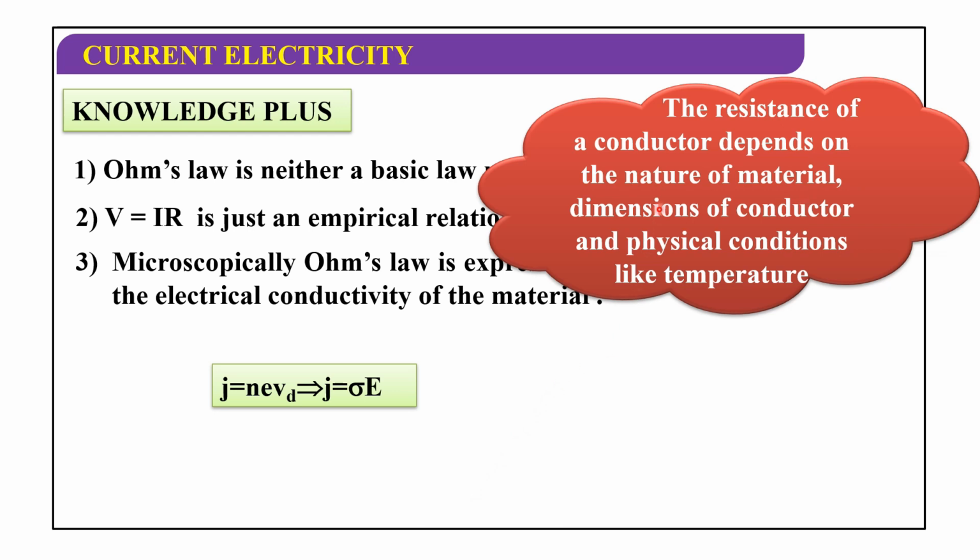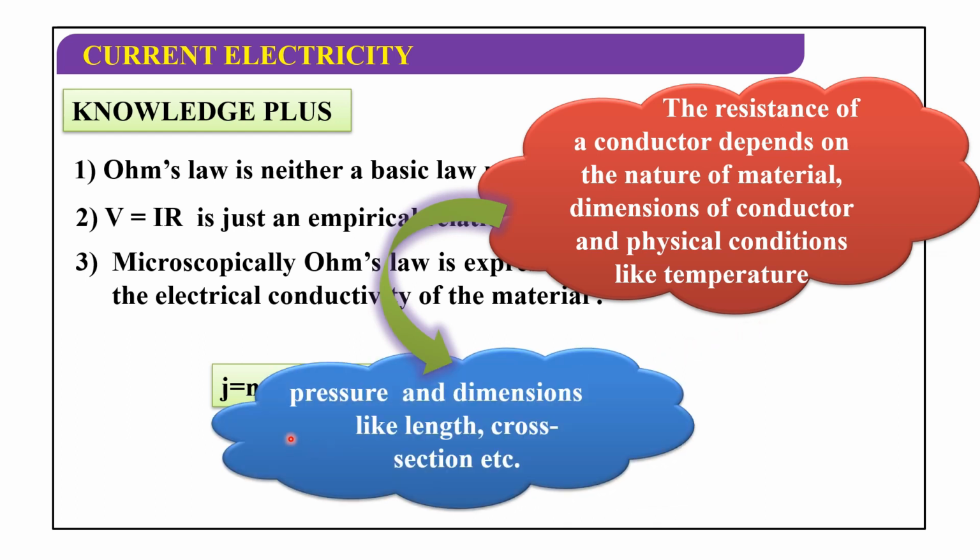The resistance of a conductor depends on the nature of the material, dimensions of the conductor and physical conditions like temperature and pressure, and dimensions like length, cross section, etc.